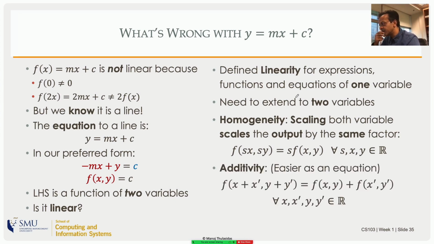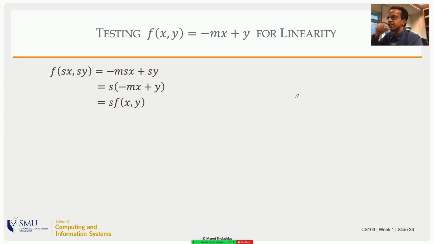Additivity also, let's define it in such a way that if you add the corresponding elements, f of (x plus x prime, y plus y prime) is equal to f of (x, y) plus f of (x prime, y prime). Of course, if I had more than two variables, x, y, z, or x1, x2, x3 up to xn, I could just extend it. So again, this is a generalization of the single variable case. So again, these are definitions. I'm actually defining the conditions for linearity this way. Then let's see if f of (x, y), which is minus mx plus y, is linear.